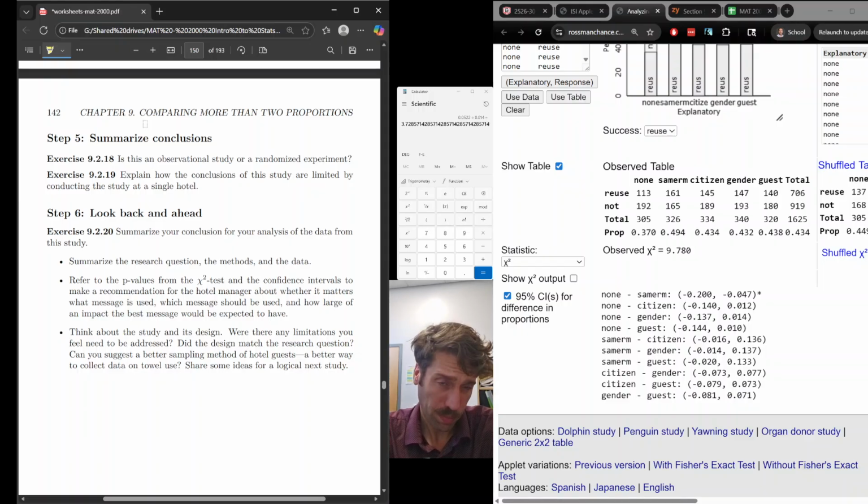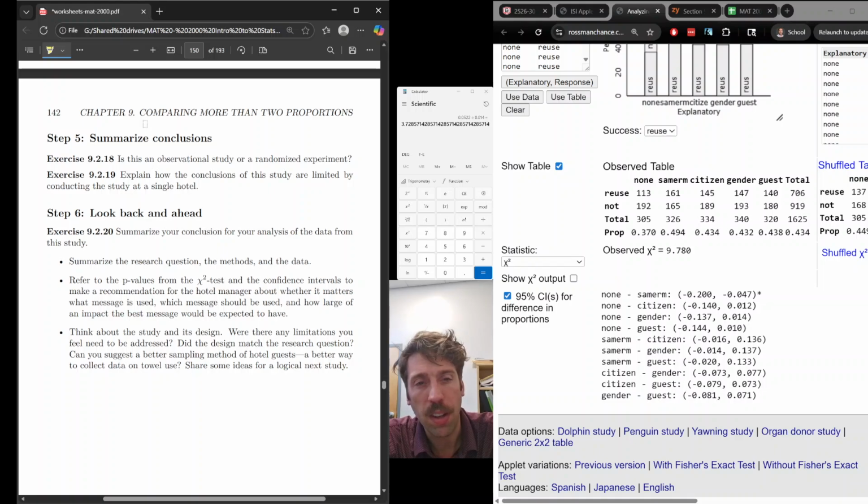Number 20, summarize your conclusion for your analysis of the data from the study. Summarize the research question, the methods, and the data. Refer to the p-value from the chi-squared test and the confidence intervals to make a recommendation for the hotel manager about whether it matters what message is used, which message should be used, and how large of an impact the best message should be expected to have. Each of those should have a complete sentence.